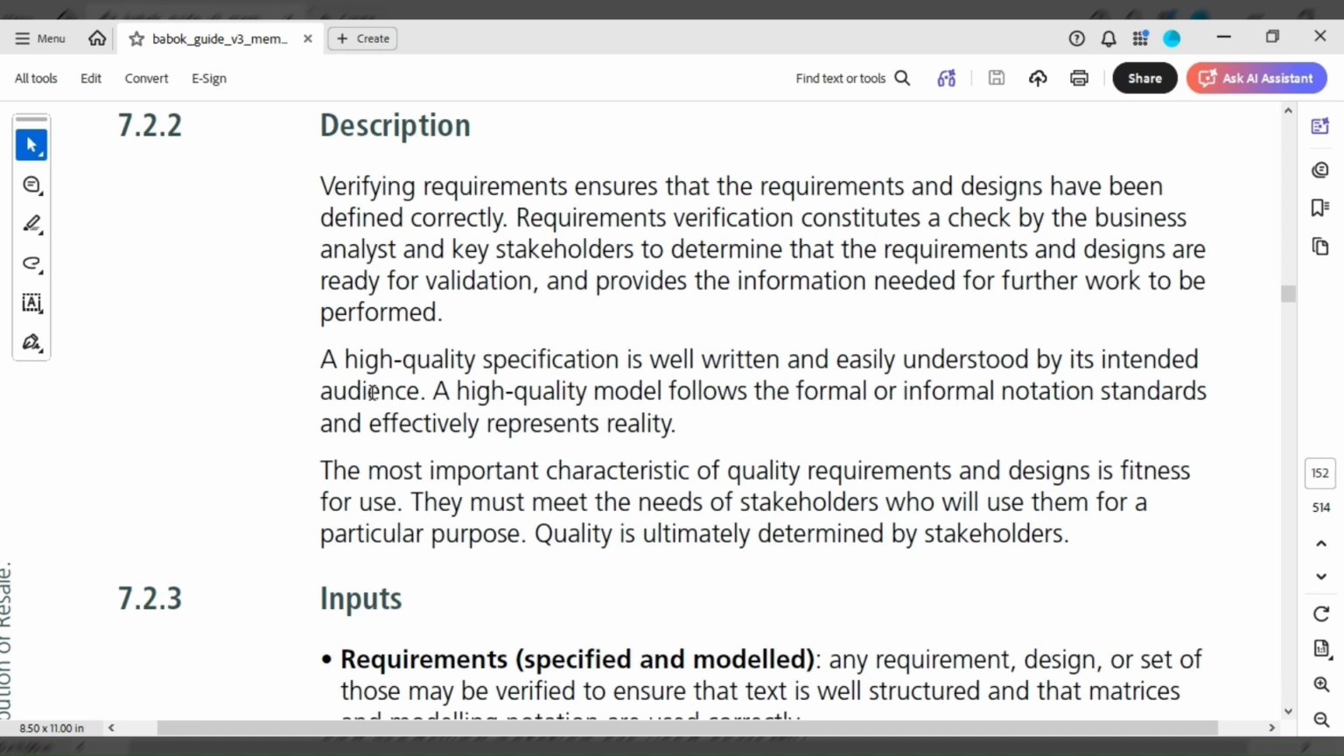The most important characteristic of quality requirements and design is fitness for use. So, are we able to use this? Does this align with what we want? They must meet the needs of stakeholders who will use them for a particular purpose. Quality is ultimately determined by stakeholders.